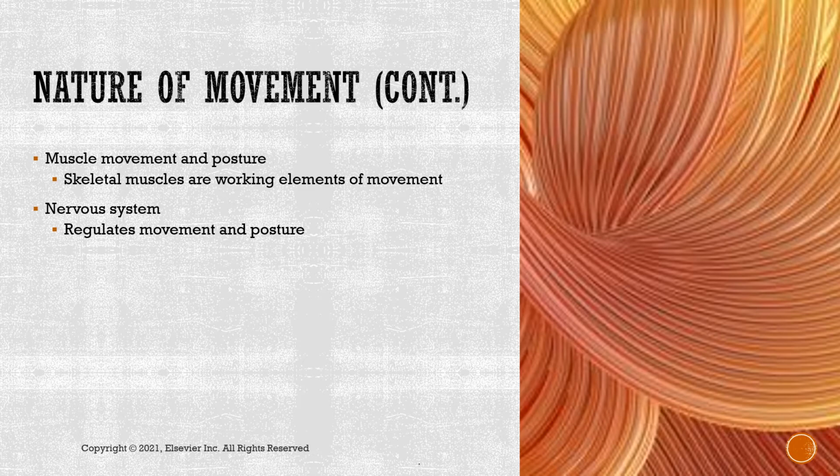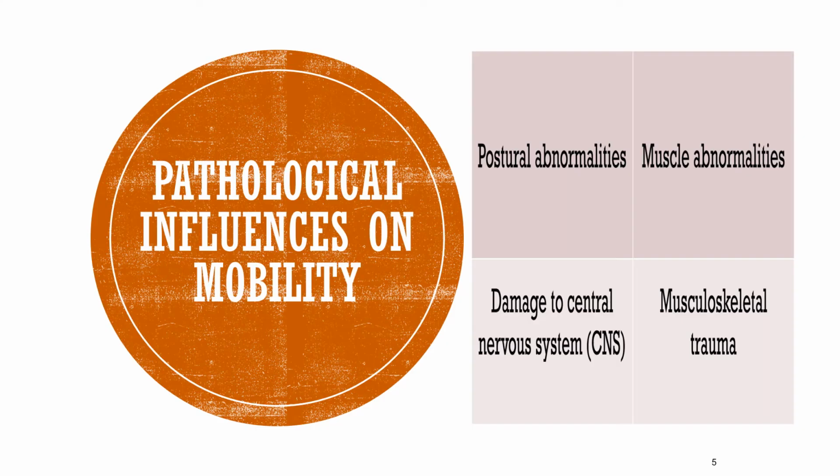So, muscle movement and posture. Skeletal muscles are working elements of movement. The nervous system regulates movement and posture. Pathological influences on mobility: postural abnormalities. These can include congenital abnormalities or acquired abnormalities through injury or disease, damage to the central nervous system, and musculoskeletal trauma.